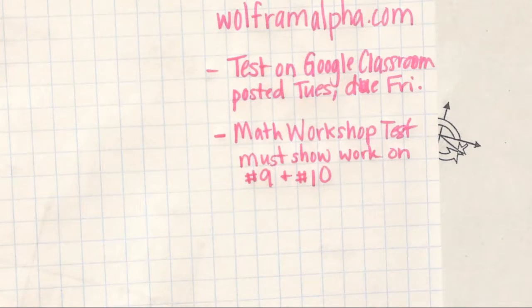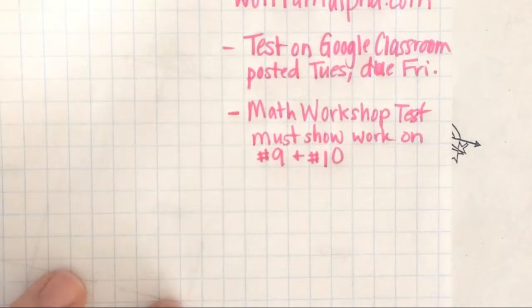For people who are absent today, what we're doing is we're going to do a little bit of notes, and then we're going to take a math workshop test. It's 10 problems. You can use your notebook. You must show work on number 9 and number 10. I'm going to help you with it. It's going to be like a checkpoint.